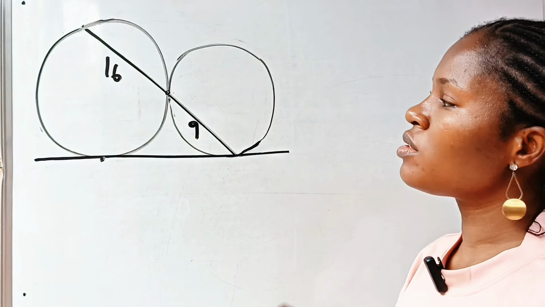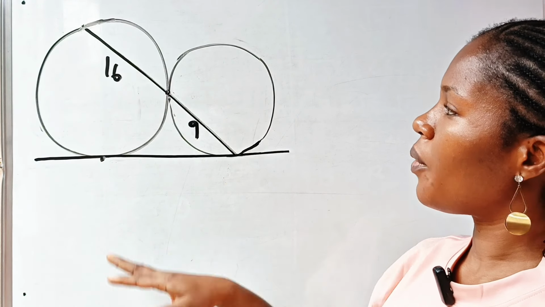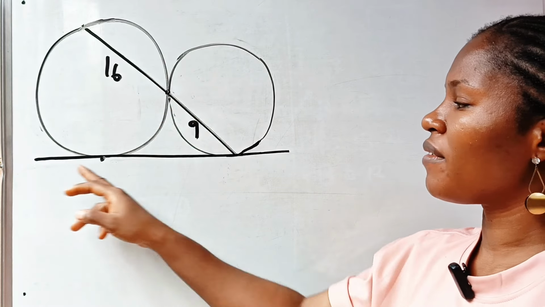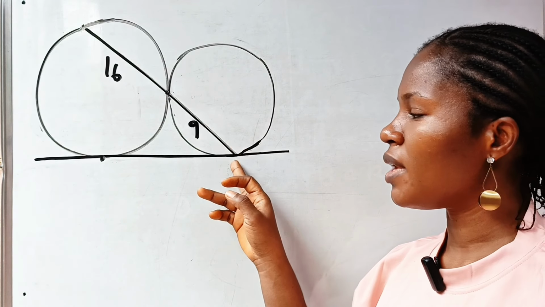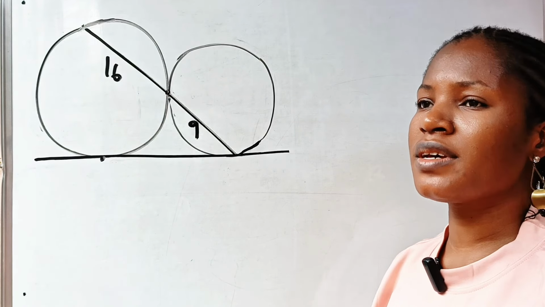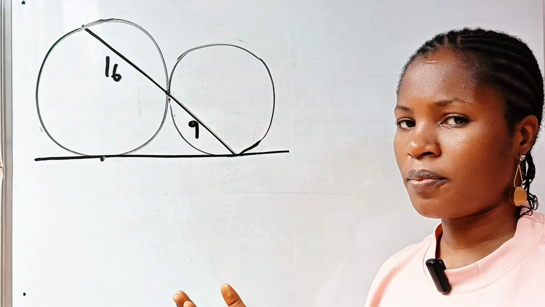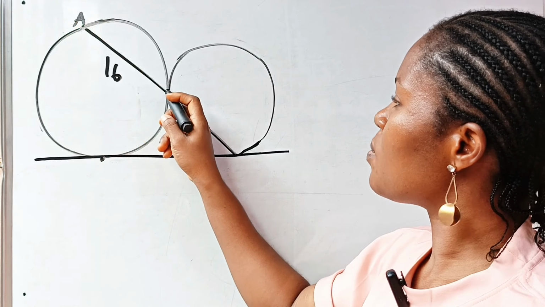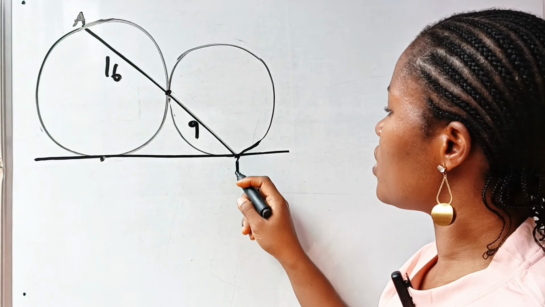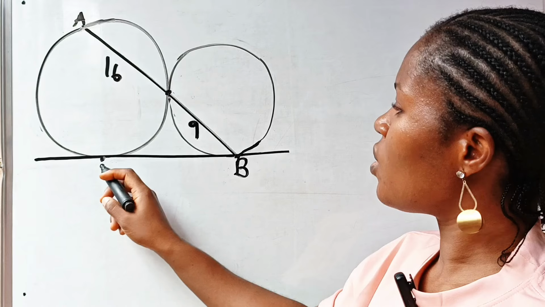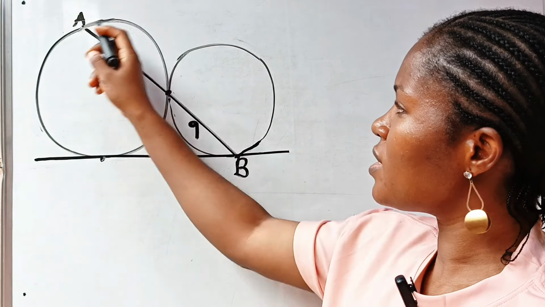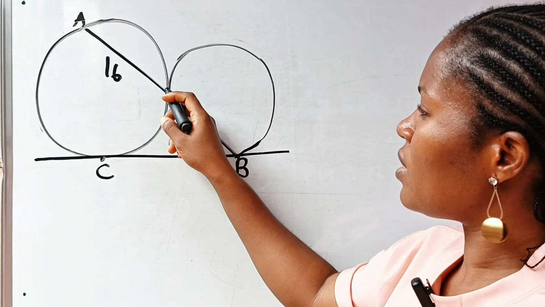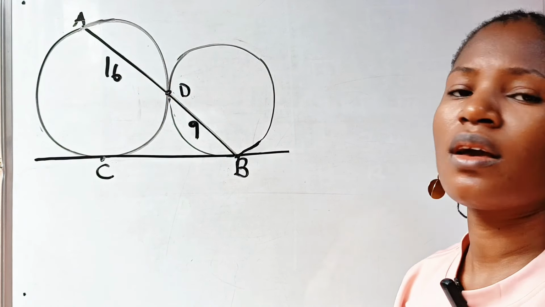Now I want you to note, you can see that we have a secant. This line is a secant, right? And we have a tangent, and both of them meet at a point. Now, using the tangent-secant theorem, if we call this point A, this point of intersection, let's call this point B. Let's call this point of intersection between the circle and the tangent C. Let's call this meeting point D, okay?